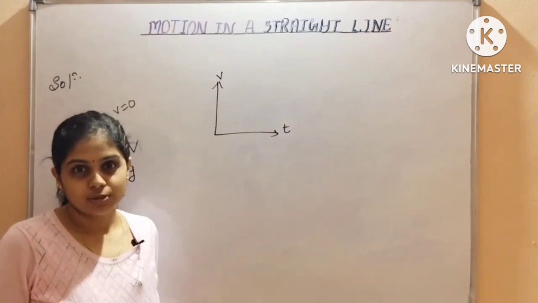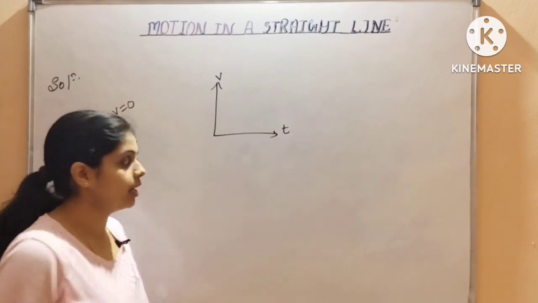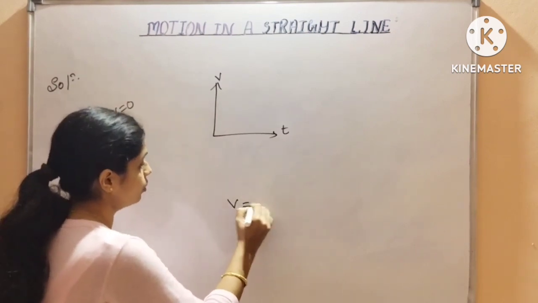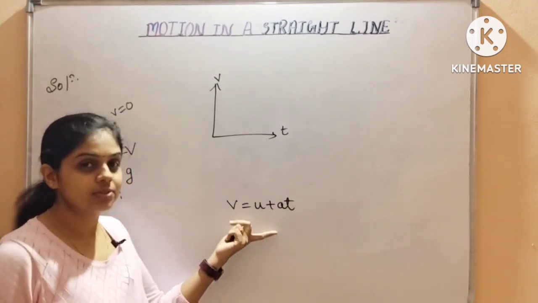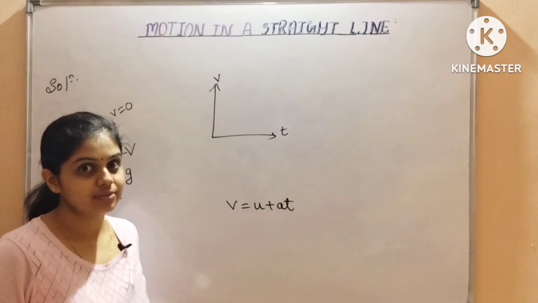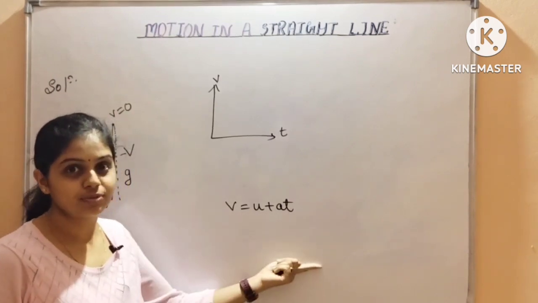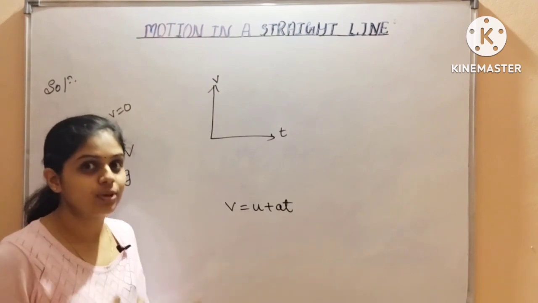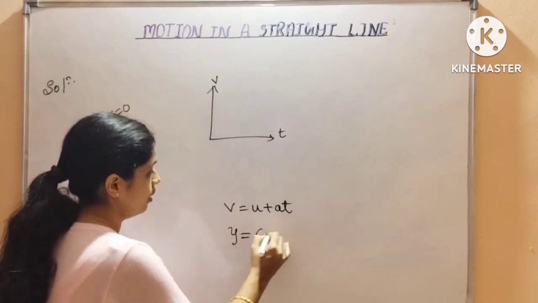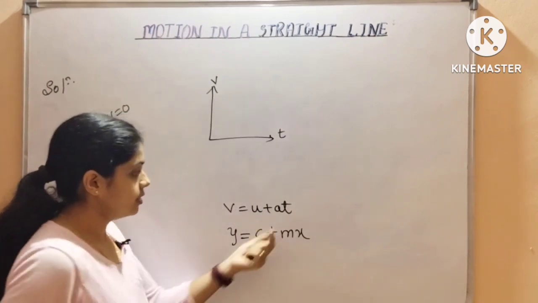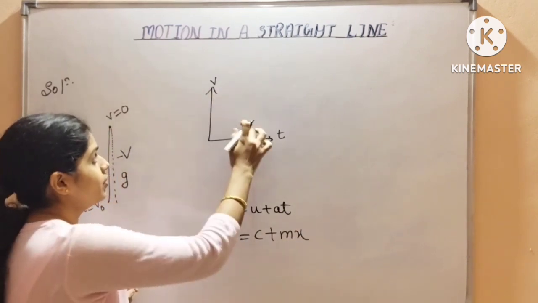You already know the equations of motions. Out of those equations, which equation relates velocity and time? V equal to u plus at. Correct? When you observe this equation, something must come in your mind, right? What is that? This equation is similar to equation of parabola, hyperbola, ellipse, straight line. What? Y equal to mx plus c. This equation is similar to equation of straight line. Hence, it is confirmed that the graph is straight line.